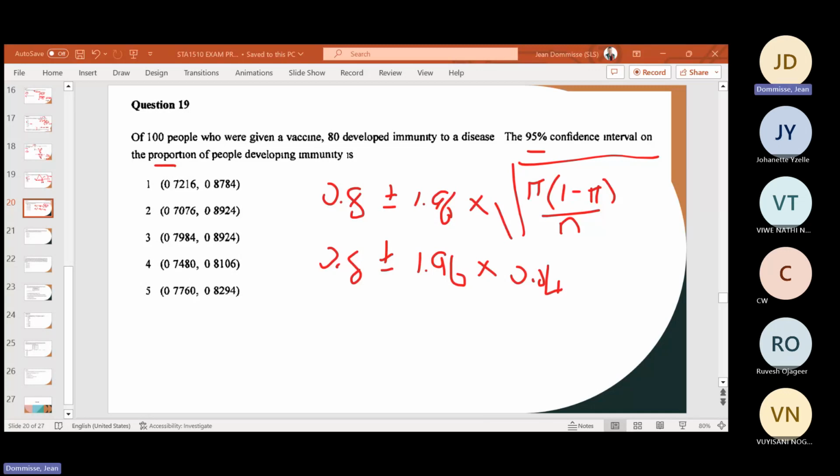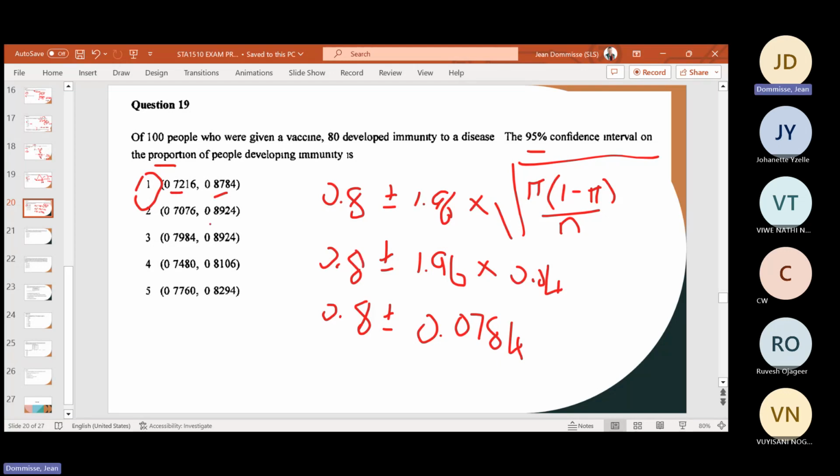So we've got, and you can just check for me, I've got 0.8 plus minus 0.0784. So I will have on the top side 0.8784. And on the bottom side, I will have 0.7216. So option 1 will be my answer.